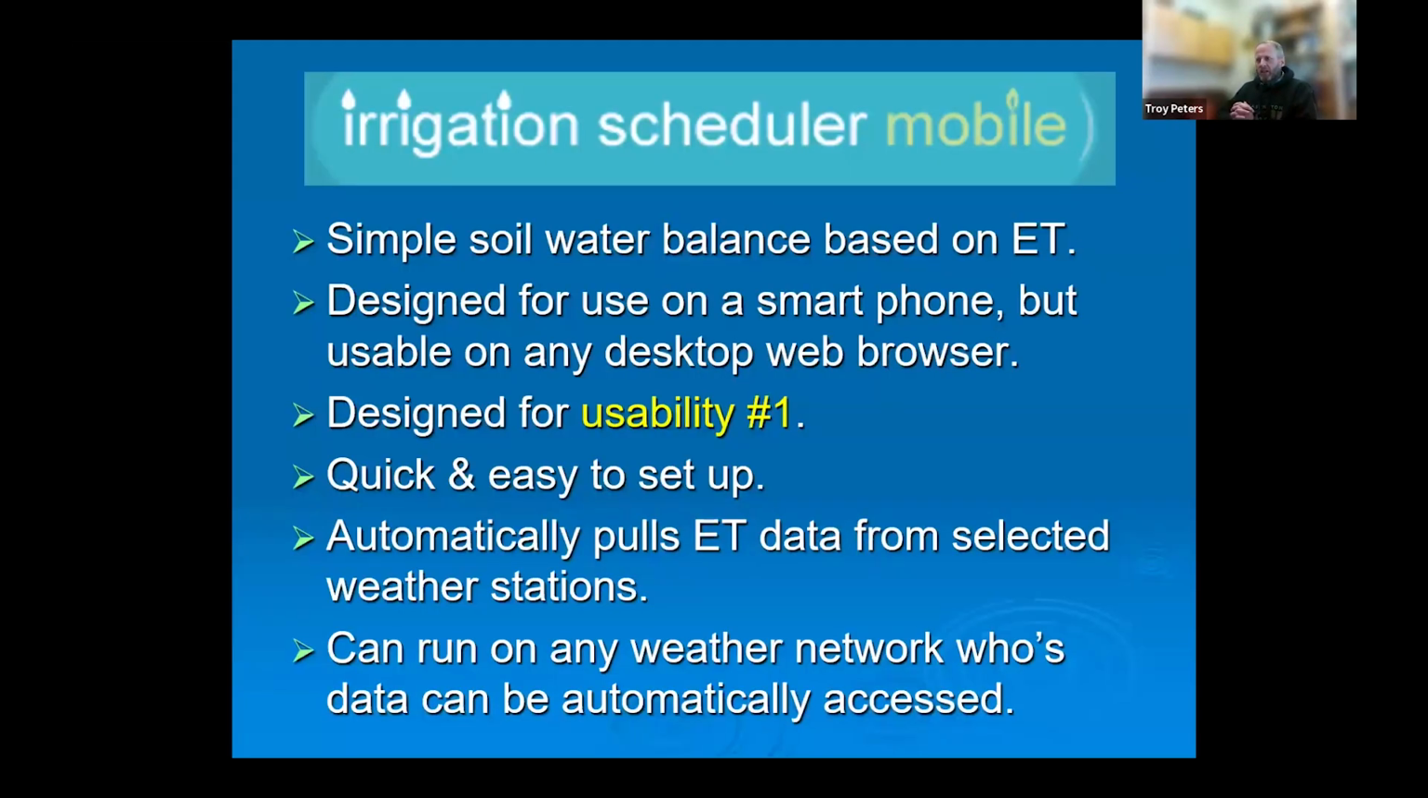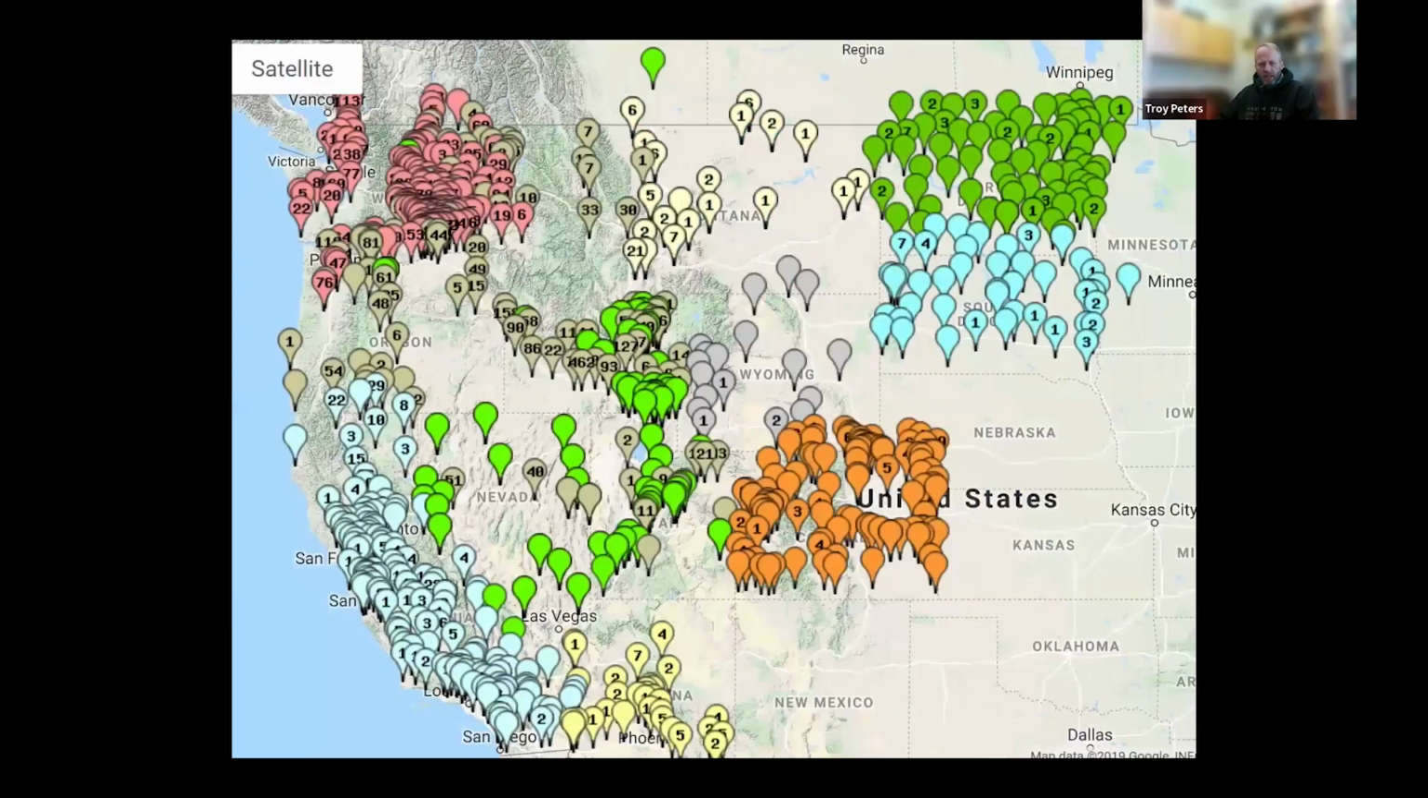So Sean and I, a few years back, and he's speaking, built this. We know that calculating reference ET, keeping track of what your soil water content is, and then modeling that is a lot of work, and most people don't want to do that. And so we built this tool, Irrigation Scheduler Mobile, to do that. It uses weather stations throughout the West.